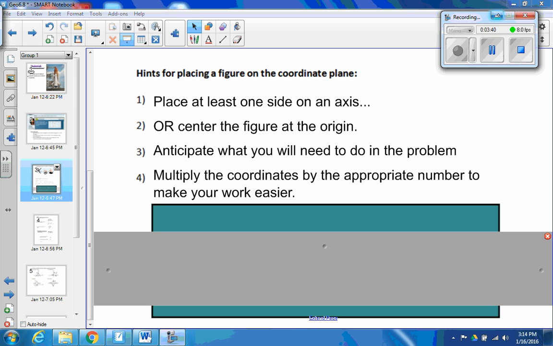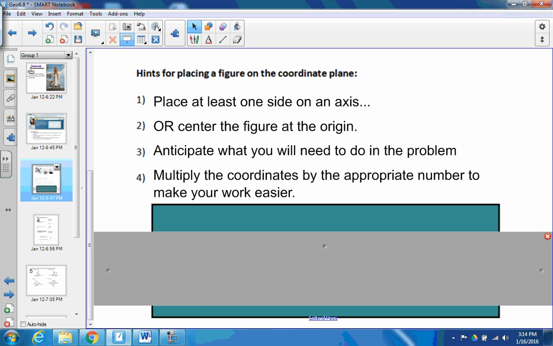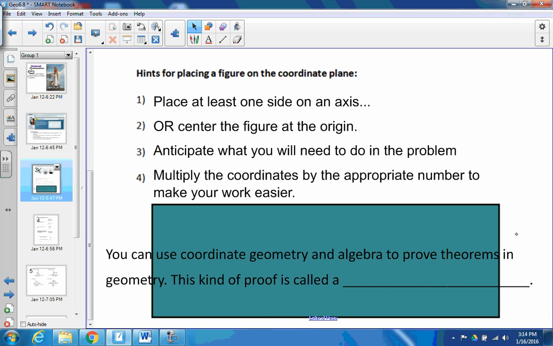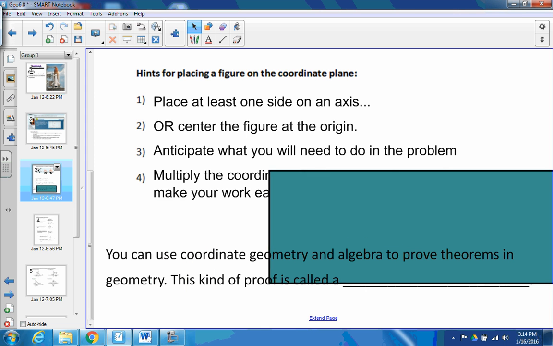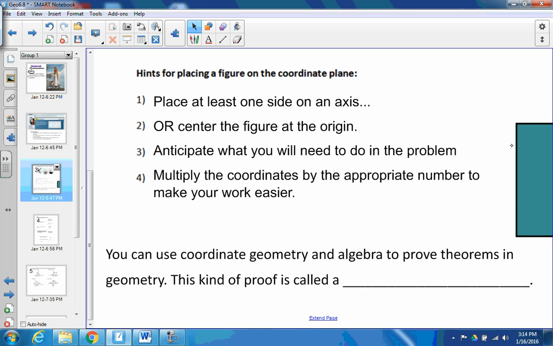Part of that has to do with whether you are dilating it, whether you're moving it, or just making it so you don't have all decimals or fractions to work with. That would make it easier. So you can use coordinate geometry and algebra to prove theorems in geometry. This is called a coordinate proof. We're going to do more of those in section 9.